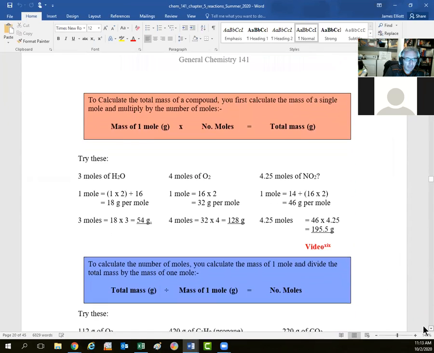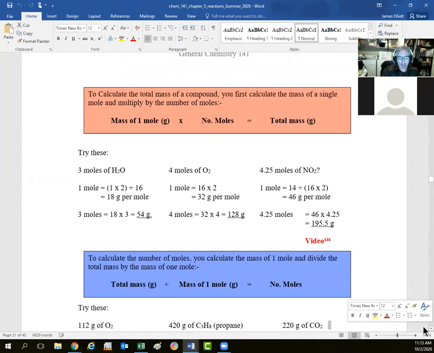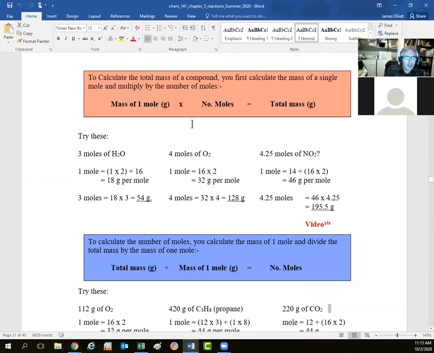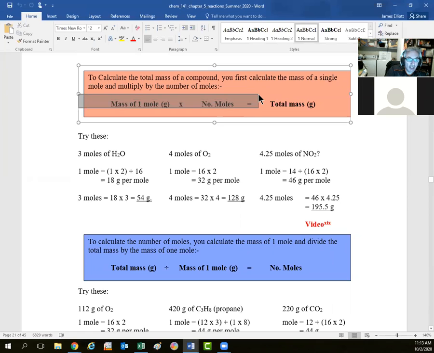So, if you want to know the total mass of a sample, we can use the chemical formula and the molar masses from the periodic table to work out the mass for 1 mole of that compound. And then, with the number of moles, work out the mass for that number. So the molar mass multiplied by the number of moles gives us the total mass.